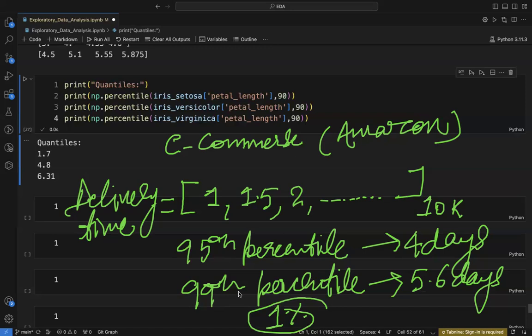So this is all for the percentile. In the next session, we will understand mean absolute deviation and IQR, the interquartile range.